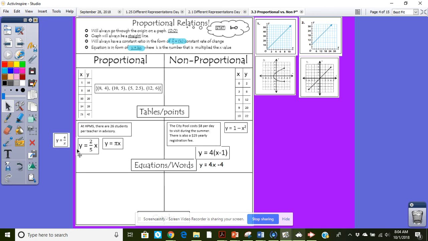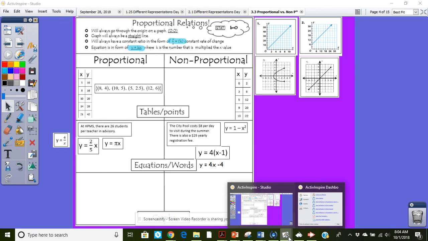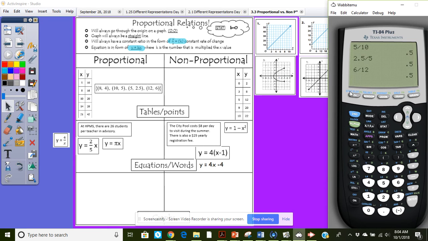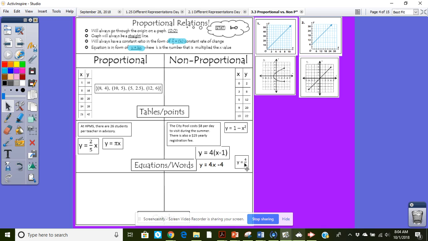If you're not sure, you can always graph these and see what they're going to look like. So if I go in here to my y equals and put an equation in, 4 over x, and we graph this, you'll see how it curves. Remember, proportional ones have to be those nice, pretty straight lines. So when all else fails, graph the equation on your calculator and see if it curves, and see if it goes through the origin.